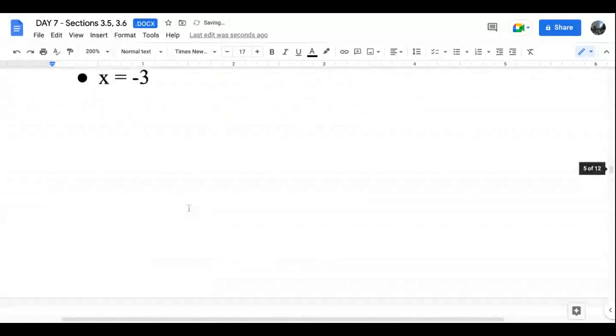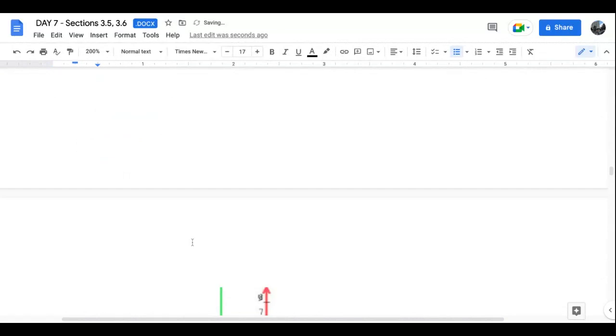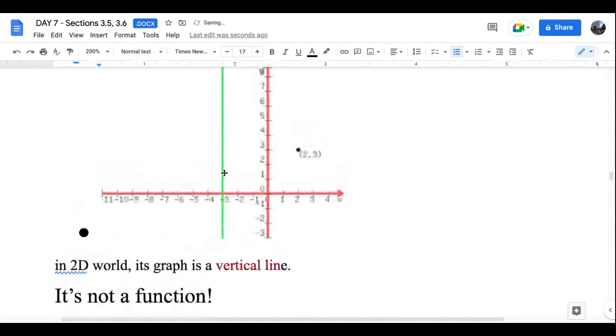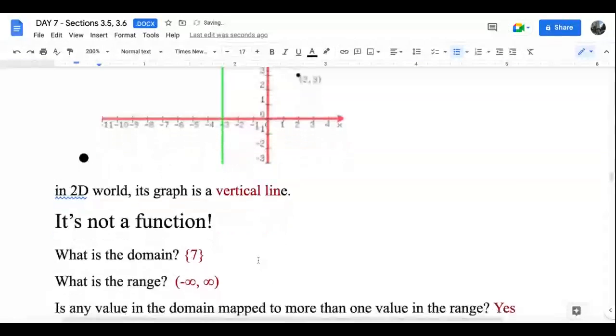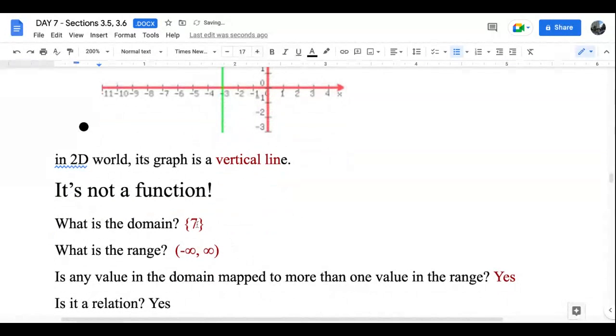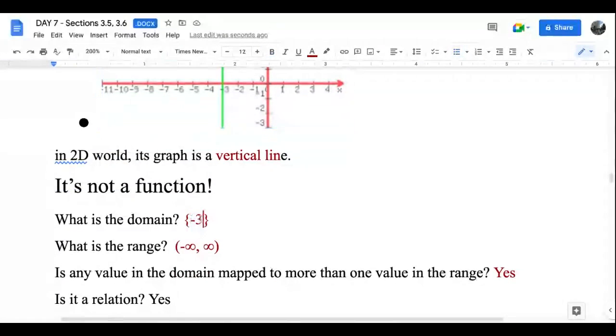So before, when we see x equals negative 3, we think about one dimension, but now we're in the two-dimension world. So we represent this green line as x equals negative 3. In the two-dimension world, it's not a function. What is its domain? Only negative 3, right? Only one x value is in its domain. You see all the points on this green line have x value negative 3. So only one member, negative 3, in the domain.